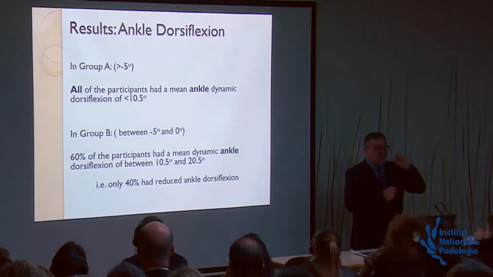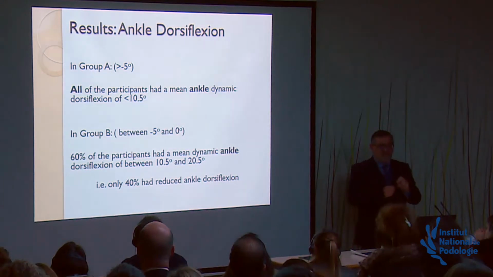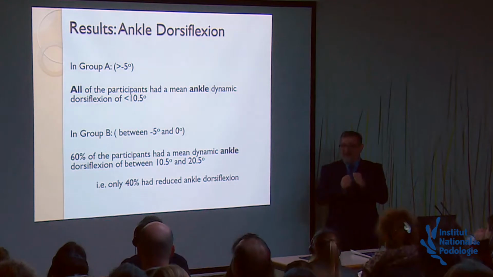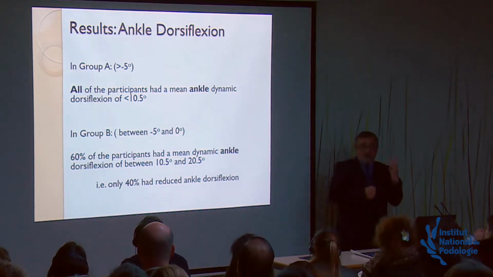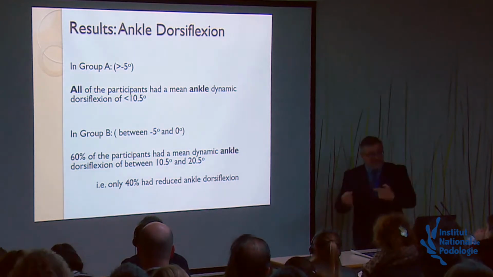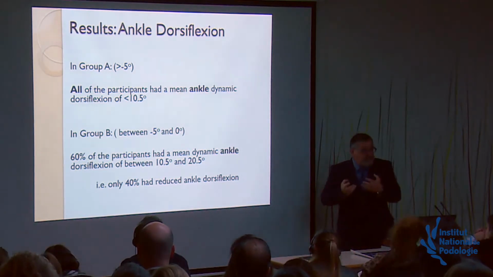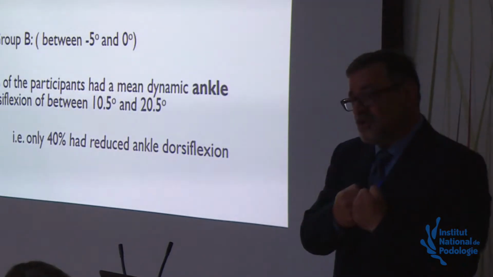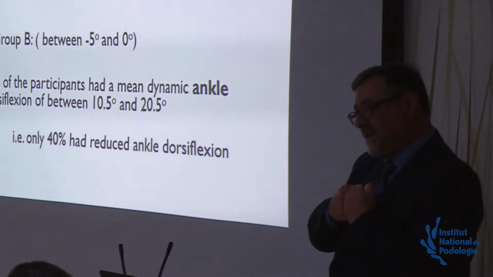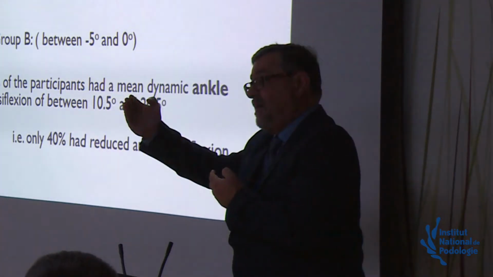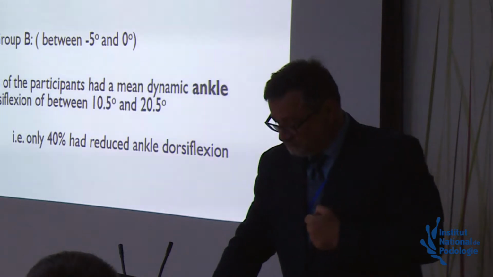Now, imagine applying this to a clinical setting, which means that if you had 10 patients diagnosed with ankle equinus, only 4 of them would actually have had ankle equinus, statically speaking. So what is the importance of doing this examination or this diagnosis statically when 60% of them actually have a higher amount of dorsiflexion?